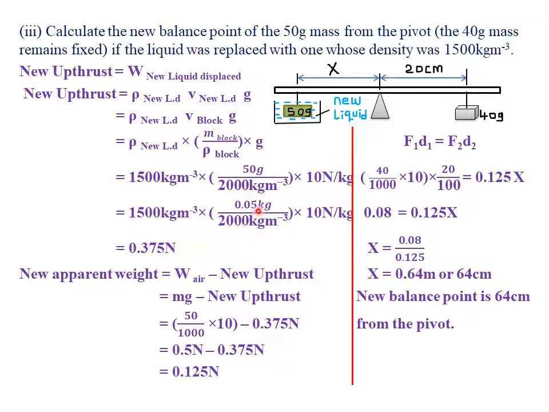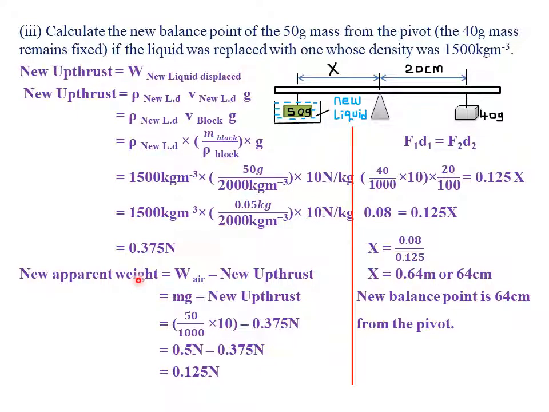Therefore, 1500 multiplied by 0.05 divided by the density of the block, which is 2000 multiplied by 10, I'll obtain 0.375 Newton as the new upthrust. Remember, each liquid has its own value of the upthrust. Therefore, the upthrust due to the new liquid will be equal to 0.375 Newton.